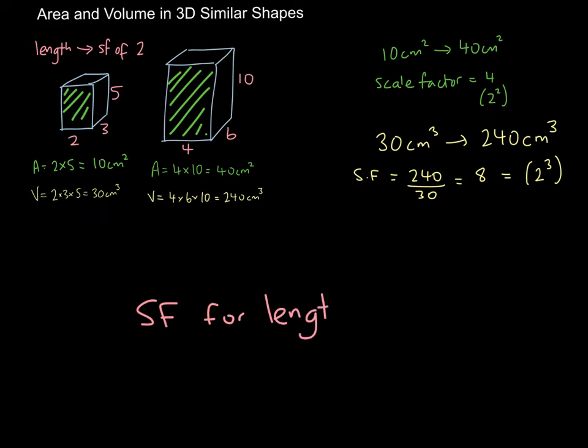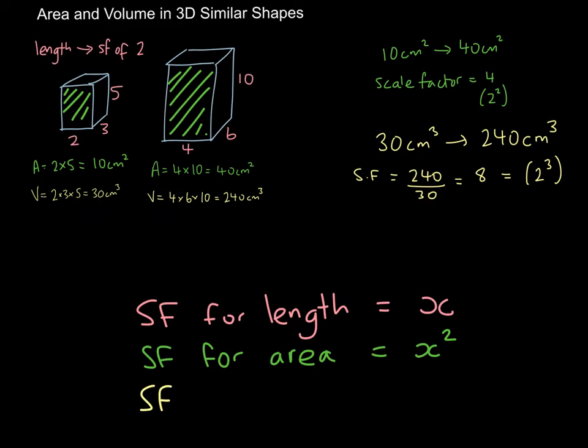Just to generalize this, if the scale factor for your length was x, then your scale factor for the area is going to be x squared. Just think along the lines of it being 2 dimensions. That's why you're squaring the length. And the scale factor for the volume would be x cubed.